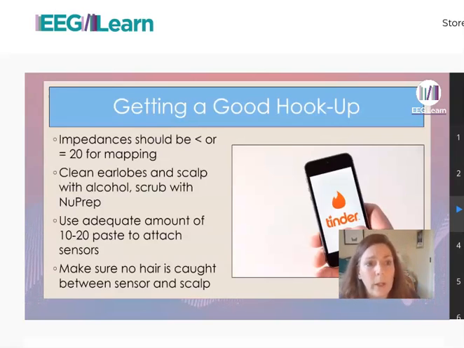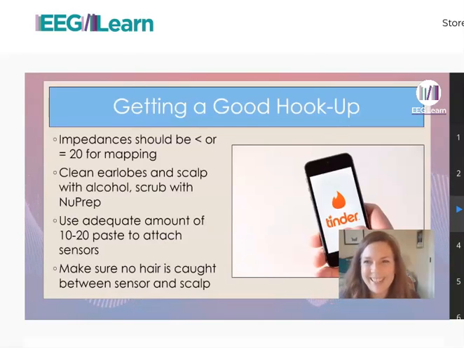Okay. When we're attaching the sensors, we've got to clean the earlobes and the scalp with alcohol and NuPrep really well. You also want to use an adequate amount of 10-20 paste to attach your sensors. Just like the Goldilocks thing, too little 10-20 paste can cause problems, and too much 10-20 paste can cause problems. About a pea-sized amount of paste is usually pretty good. You also want to do your best to make sure that no hair is caught between the sensor and the scalp, because if it is, that can really impact your connection.